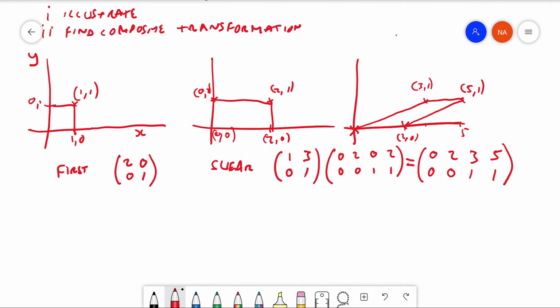Okay, well that's I think all I had to do. I didn't do the dilation bit because the dilation is very straightforward. But I did do the shear, and you can see where it ends up. It's probably not a particularly elegant picture, but anyway, you get the idea. Now, part 2, find the composite linear transformation.